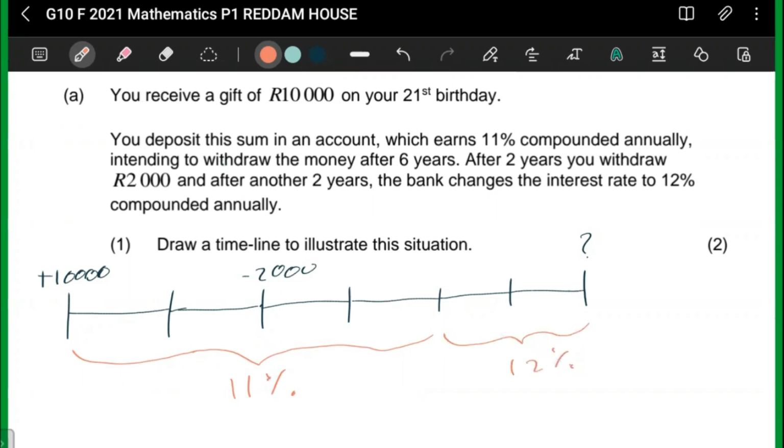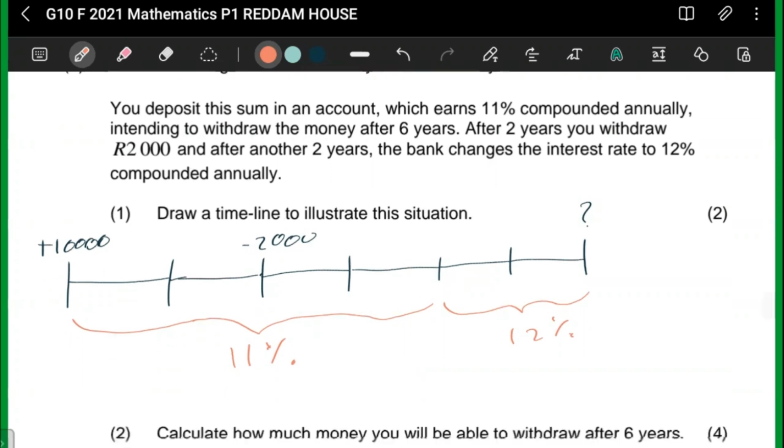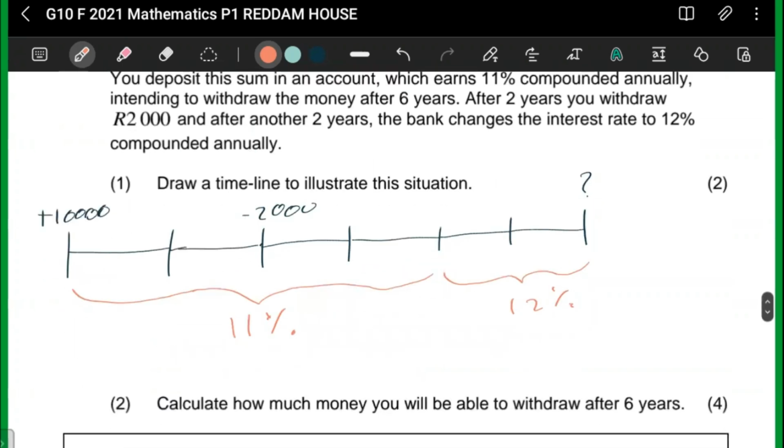They said it's 11% compounded annually, intending to withdraw the money after 6 years. After 2 years, you withdraw money. And then after another 2 years, they change the interest. So this is your timeline. So with this timeline, let's see what they're asking.